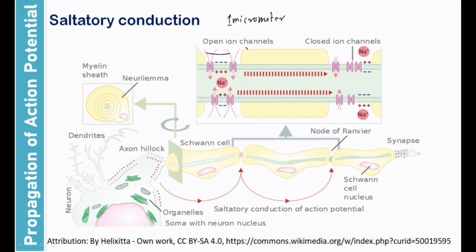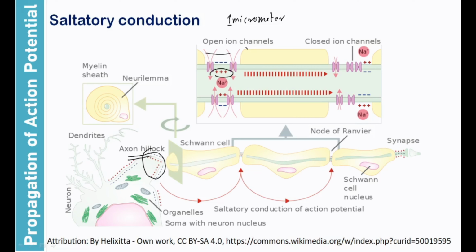Now let's look at saltatory conduction. As we have already discussed, the action potential is generated in the axon hillock. After generation of the action potential in this area, at the node of Ranvier there will be depolarization, and the inside becomes positively charged because sodium is going inside.